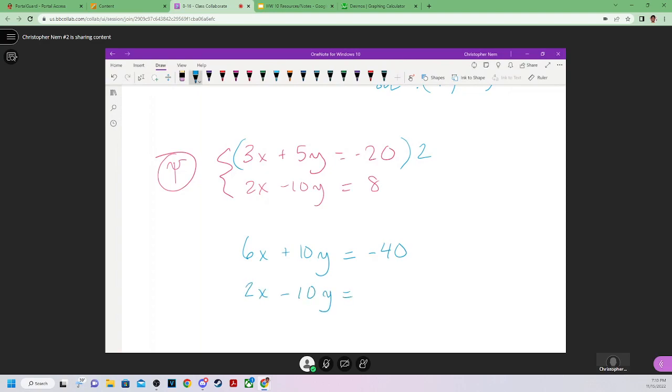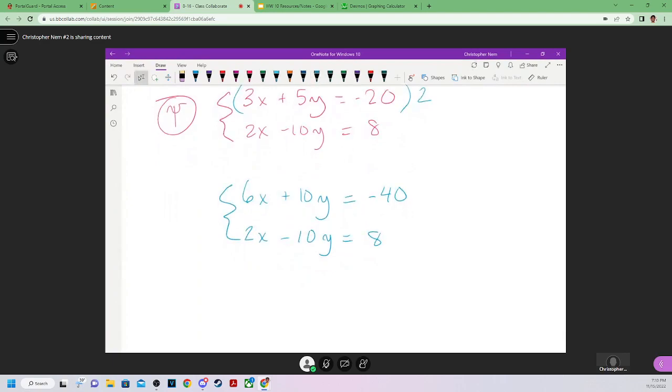And notice how I am rewriting the entire system. This is a very good skill or habit that you guys need to use when you're doing these problems. Otherwise, you'll make mistakes. So now let's try adding them. Let's see if anything happens now that I add them. I get 8x. Oh, these guys, they cancel out. 10y plus negative 10y, that's 0. Equals negative 32. X is equal to negative 4.